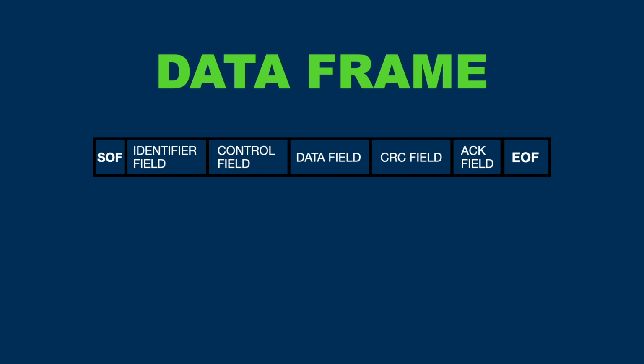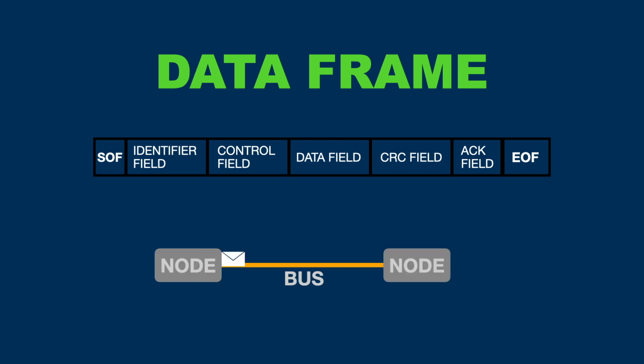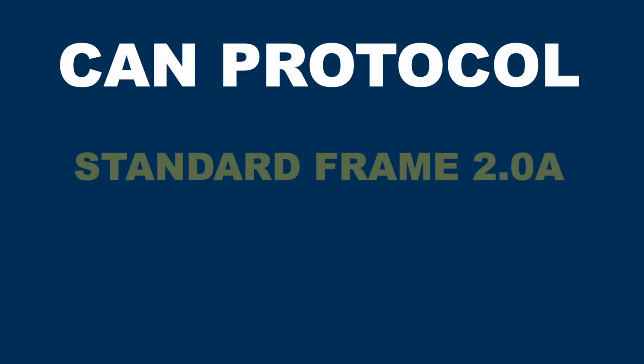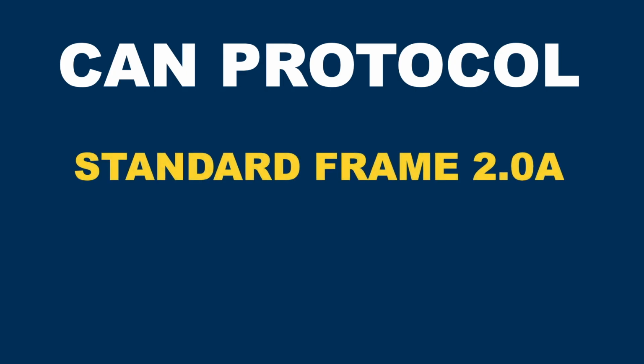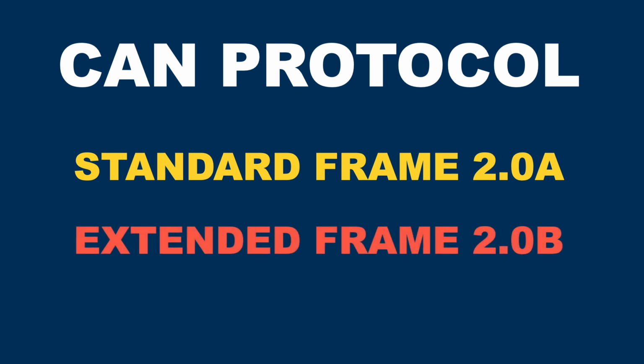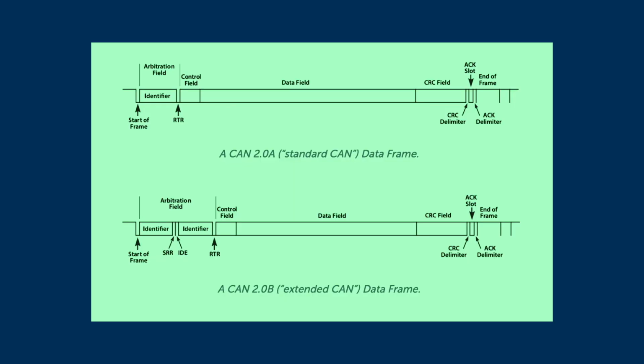The data frame is the standard CAN message and the most common message frame, and it is used to send the actual data across the bus to the other nodes. The CAN protocol defines two different standards for frame formats: the standard frame and the extended frame. So I recommend you watch the video I made on that topic in order to understand the CAN frame structure in more detail. But in a nutshell, the extended and standard frames mainly differ in the length of the identifier, but also differ slightly in the frame structure.